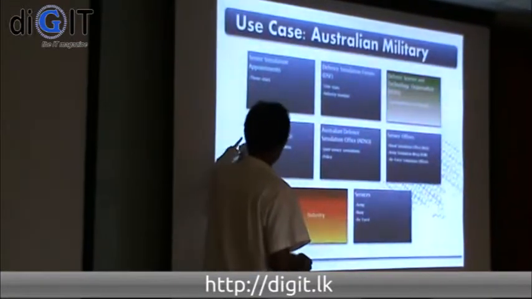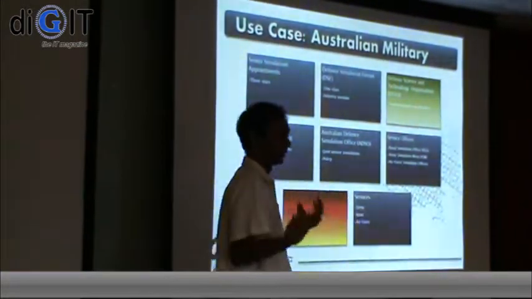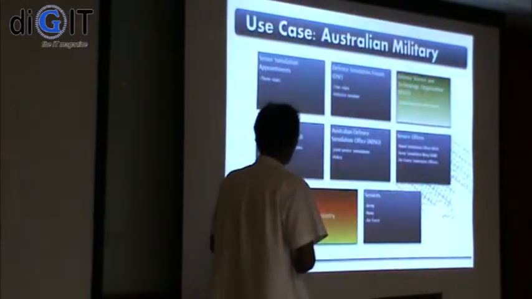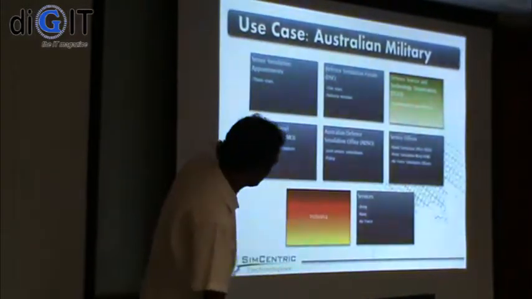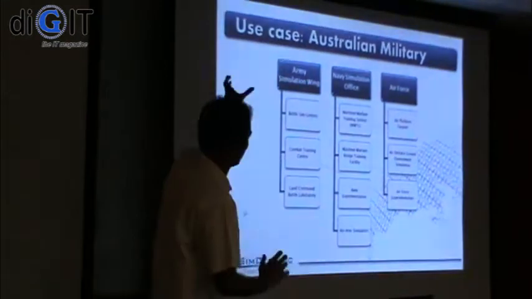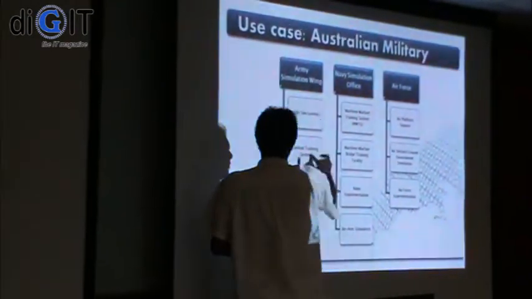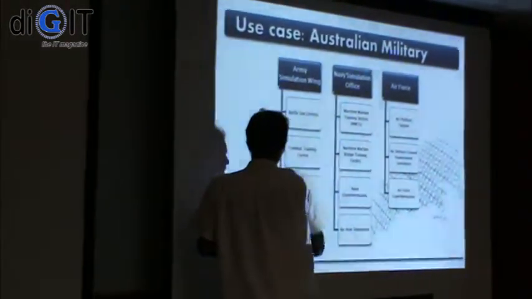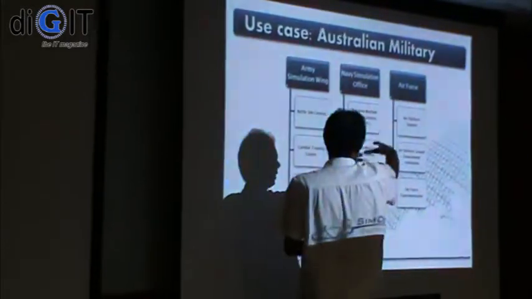Then you have the Defense Material Organization. They are the people who buy simulators, actual hardware simulators. So it's a big organization. And then if you look at the actual forces, the Army has battle simulation centers, combat training centers, land command centers, and the Navy and the Air Force have them too.